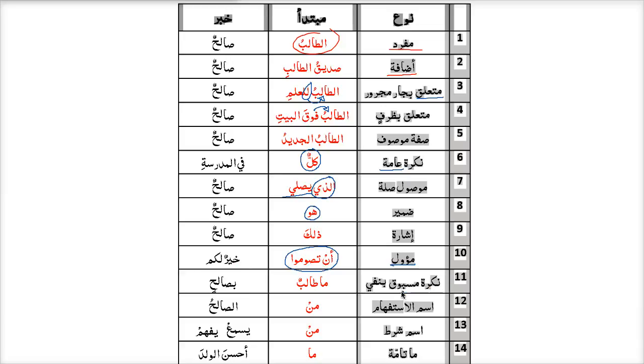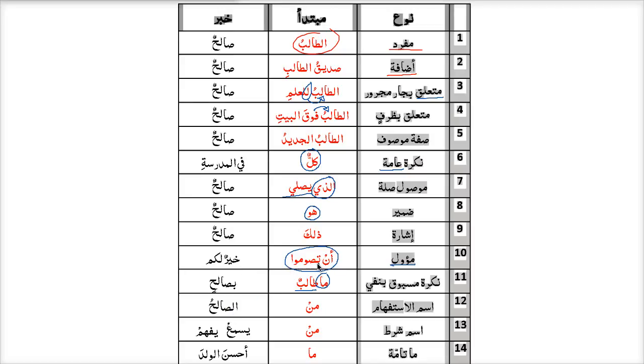Number 11, nakira masbuq bin nafi simply means a nakira word, talib, which has before it a nafi. Nafi means negation. Ma means not. Okay, so ma talibun would mean a student. Antasumu, tasumu means to fast. So antasumu, it means to fast is better for you. To fast is better for you.